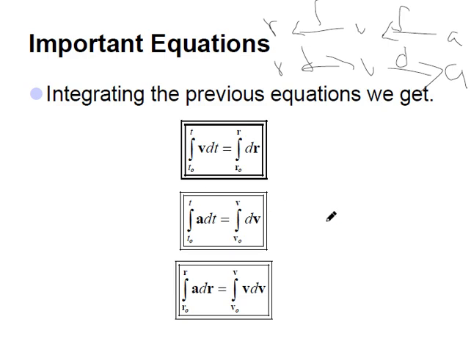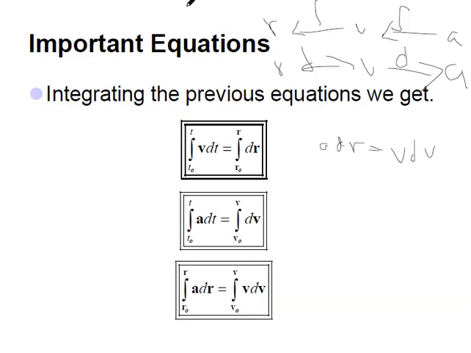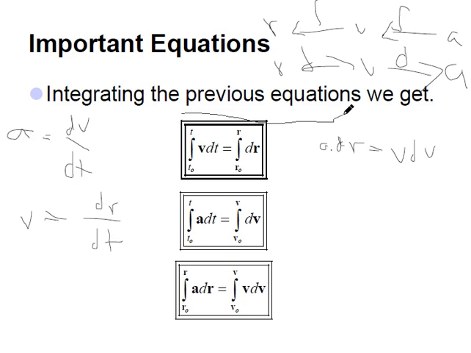Now our previous equation, let's go back one slide so you can remember that. A dr equal to V dV. I wrote it here for you. So acceleration dr equal to V dV, and that is from these two equations: A is dV by dt and V is dr by dt. We're going to write that down. Now we've got all the previous equations.